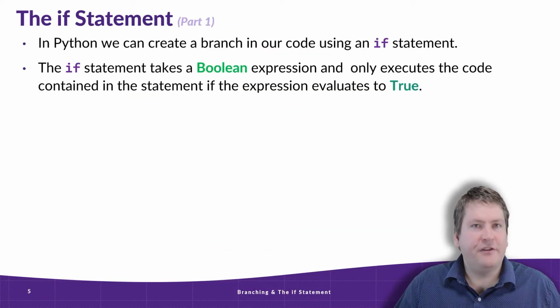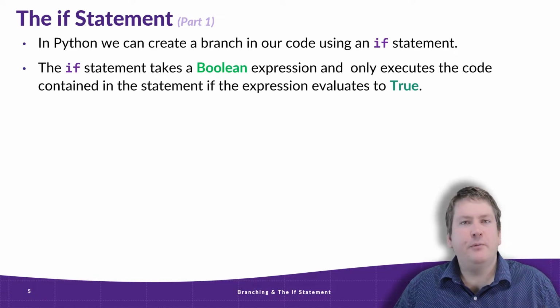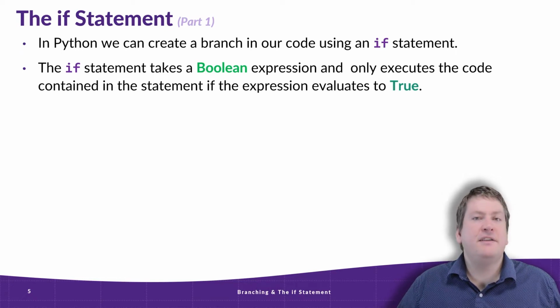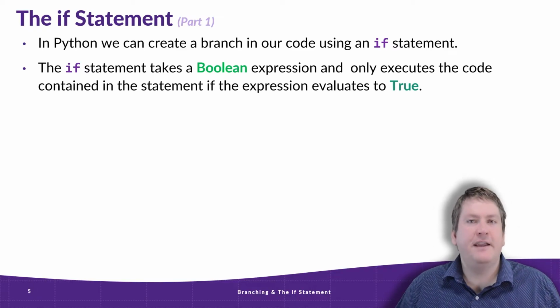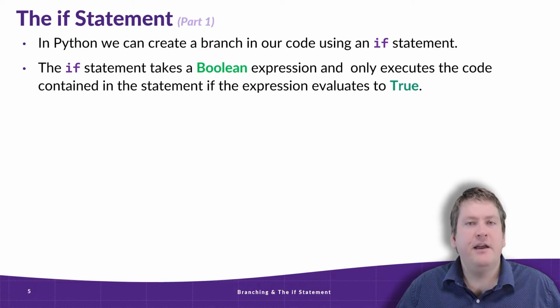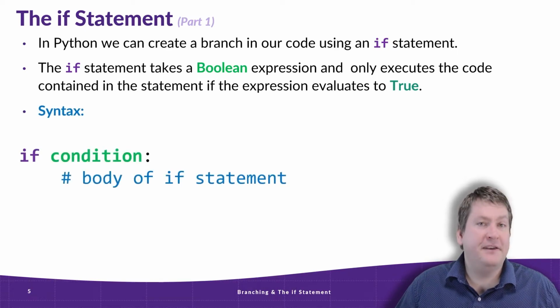So to get us started on this path to figure out how to add branches to our code, we need to learn a bit about the if statement. In Python, we can create a branch in our code by using an if statement. And this if statement takes a Boolean expression and only executes code contained in that statement if the expression evaluates to true. So it allows us to create a block of code that's only executed if some condition is equal to true. So let's take a look at the syntax.